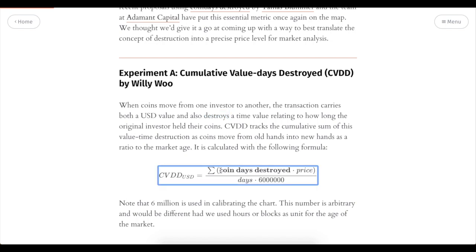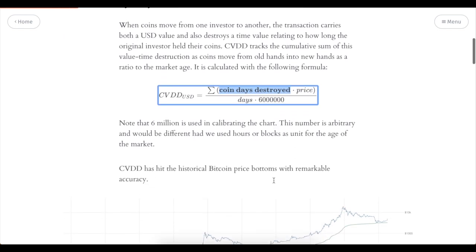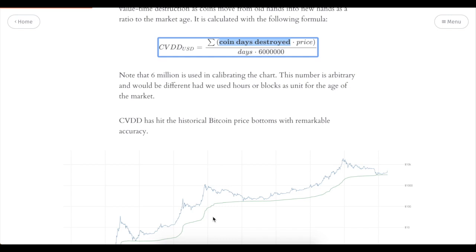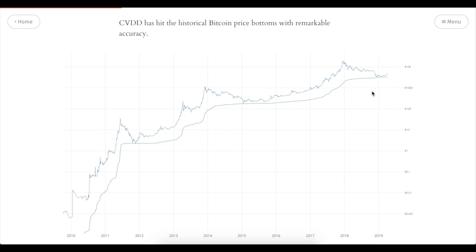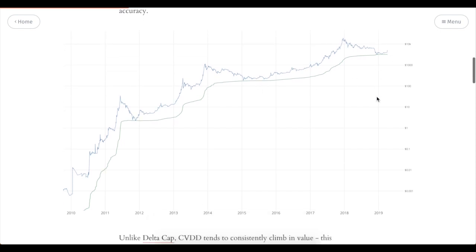of this coin. So then the destroyed days for each coin are multiplied by price, and you sum all the values for all the coins like that and divide by the number of days, and also the coefficient, this 6 million coefficient, is arbitrary, just to see the matching of the price with this metric, so it will basically be shifted otherwise, and that way it's just a better visual order. So if you do this calculation, you will have this amazing curve which matches those bottoms.